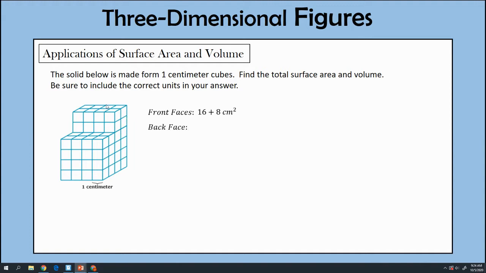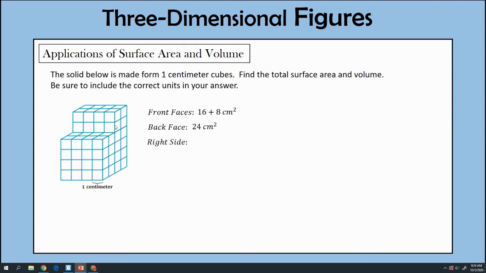Okay, the back you got to understand is completed by a 1, 2, 3, 4, 5, 6 by 4 shape. Okay, and it's going to be 24 centimeters squared. If you notice, the front's also the same.